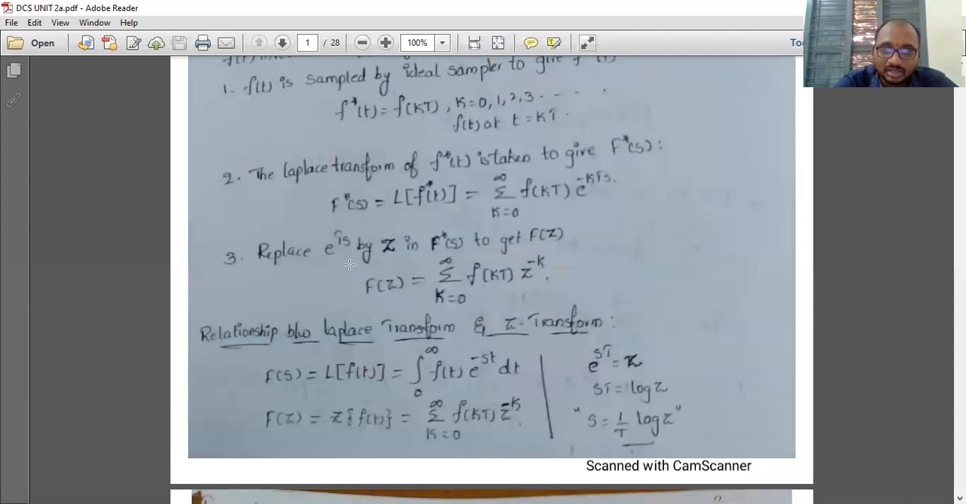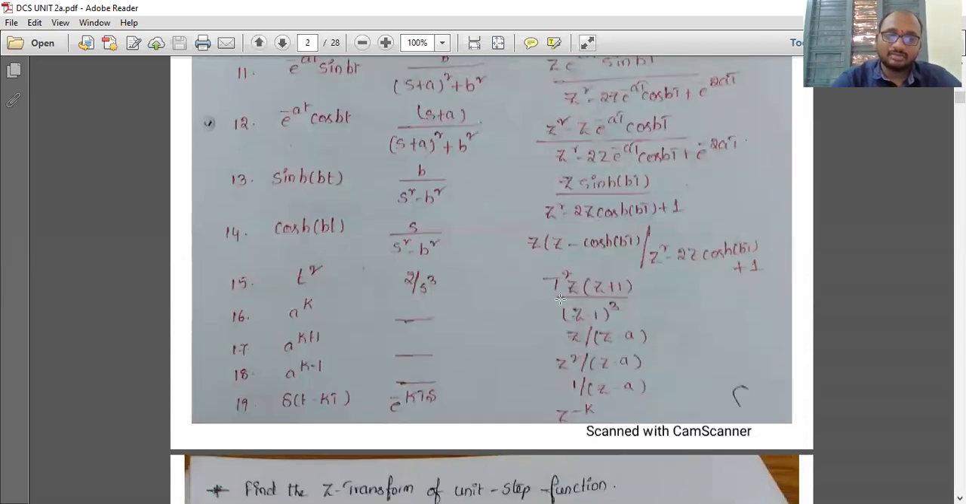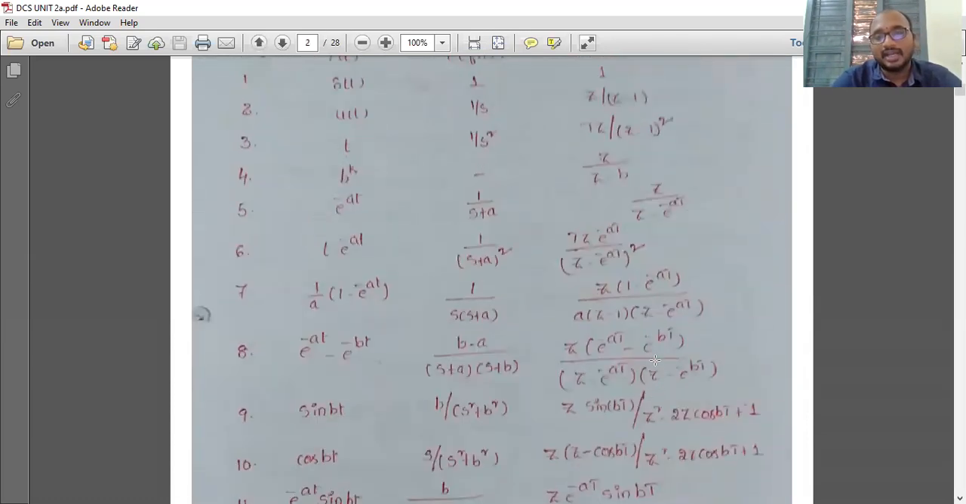First remember the basic formula: f of z is equal to sigma k is equal to 0 to infinity f of kt into z power minus k. And this list of 19 formulas you should know by heart.